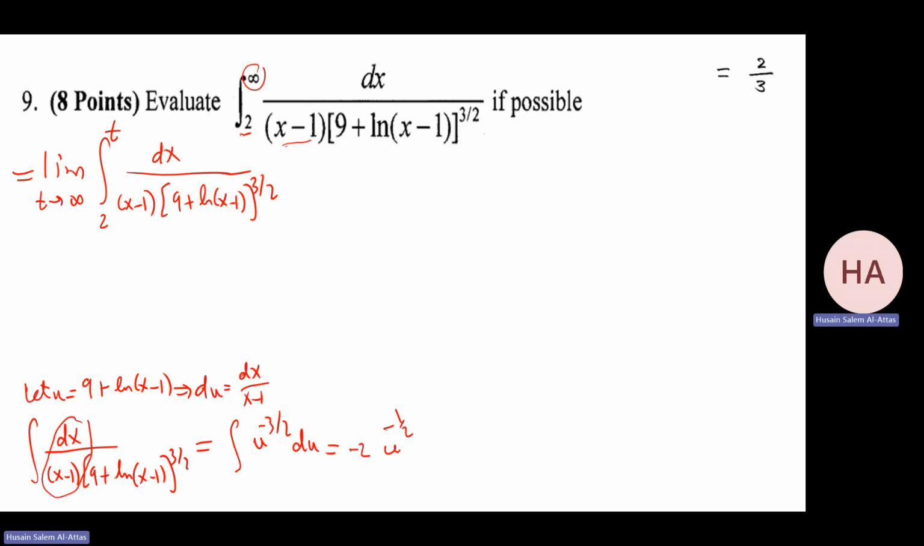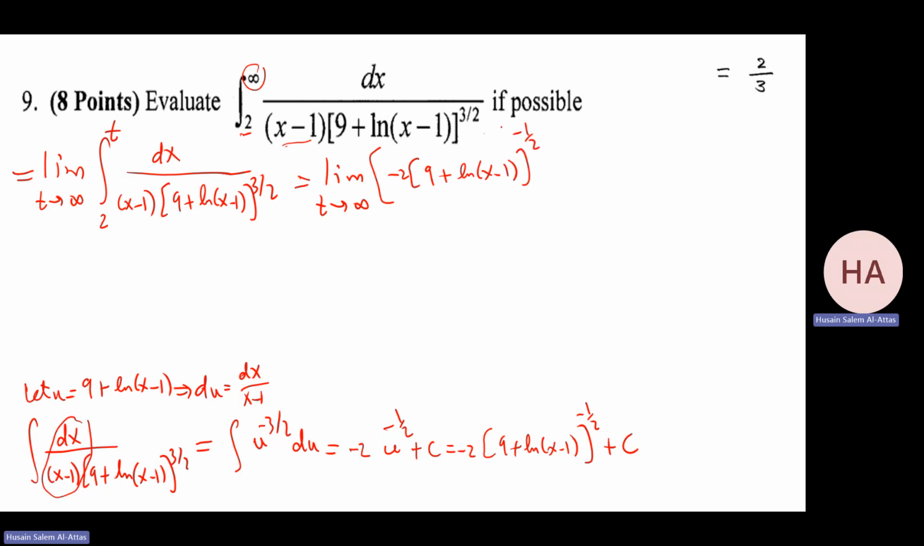You add 1, it will be minus. Plus c. So that's minus 2, 9 plus ln x minus 1 to the power minus half, plus c. Okay, let me do the calculation. Don't forget the limit. That will be minus 2, 9 plus ln x minus 1 to the power minus half.